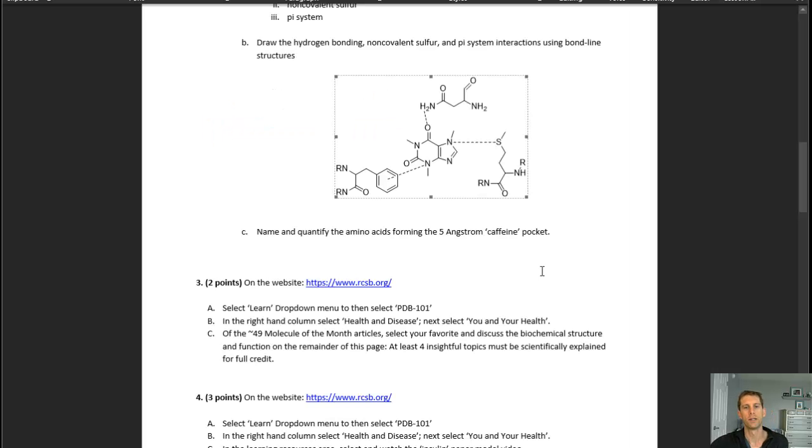So that's essentially the drawing that I'm looking at, specifying the interactions between our hydrogen bonding interaction between the ketone of our amide functional group and the nitrogen of the other amide functional group of the amino acid asparagine. And we have a pi system interaction between the nitrogen and the aromatic ring of our phenylalanine. And then finally we have the sulfur nitrogen interaction between those two structures there. And for the next question, we want to name and quantify the amino acids forming the 5 angstrom caffeine pocket.